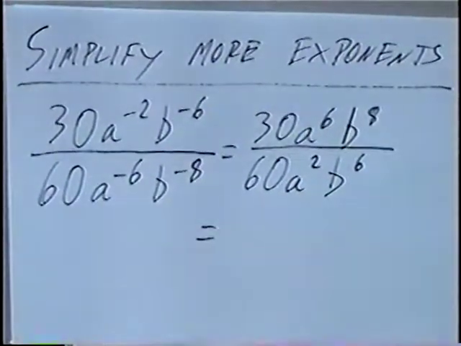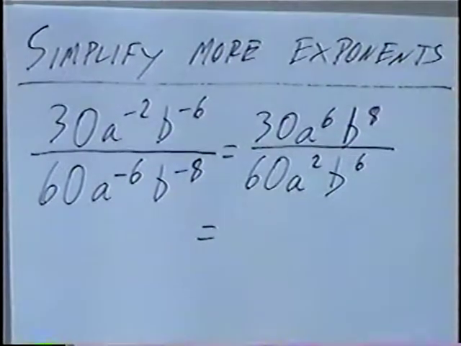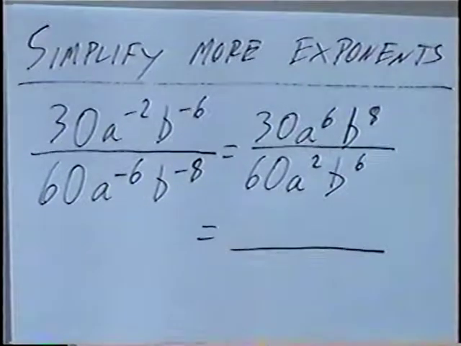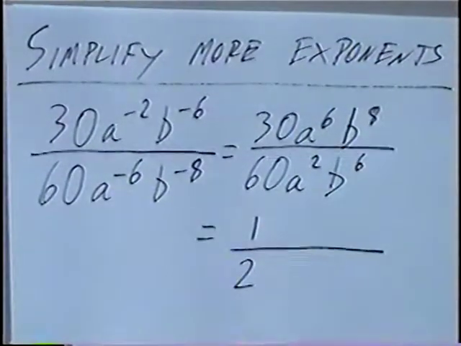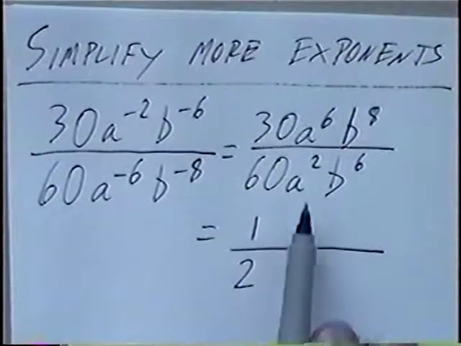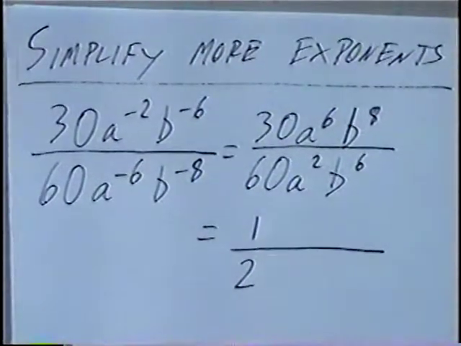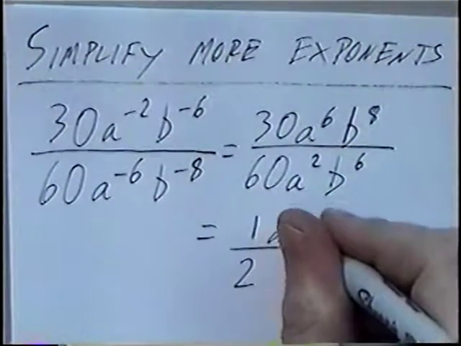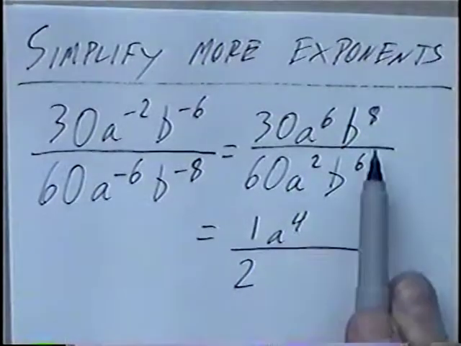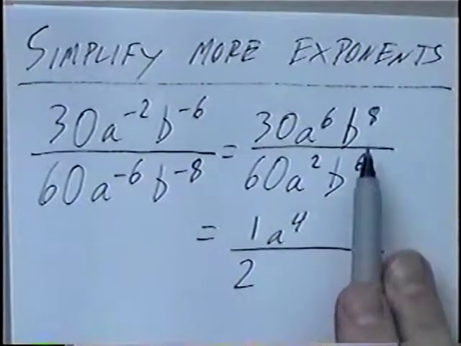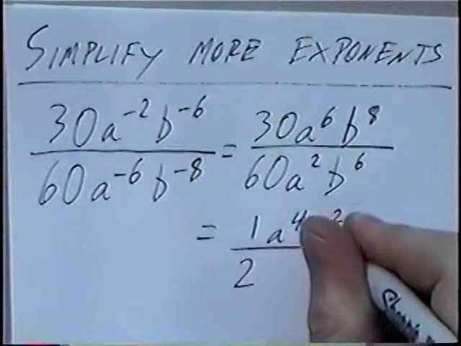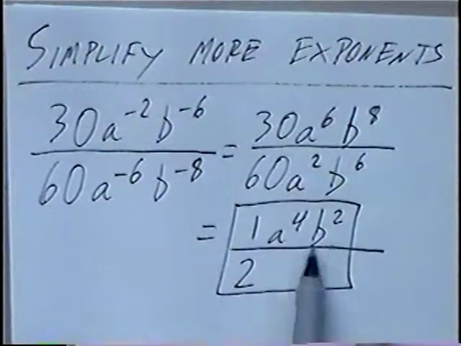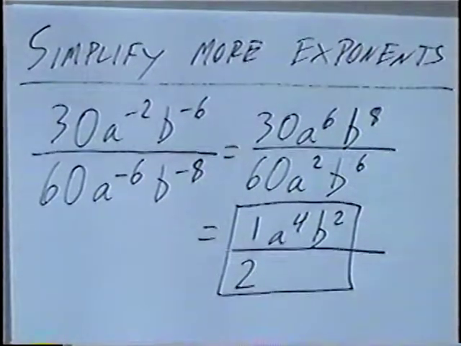Simplifying from here, the coefficients 30 and 60, we can reduce or divide those. Dividing each one by 30, we'll be left with 1 over 2. Exponents again, when we divide the like terms, the exponents we can subtract. 6 minus 2 would be a to the 4th. And subtracting the b exponents, 8 minus 6 would be b to the 2nd power. So our final answer would be a to the 4th, b squared, divided by 2.